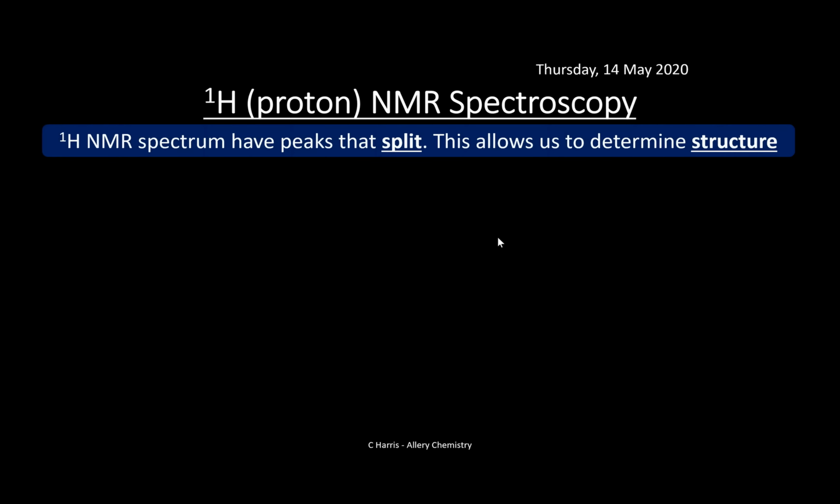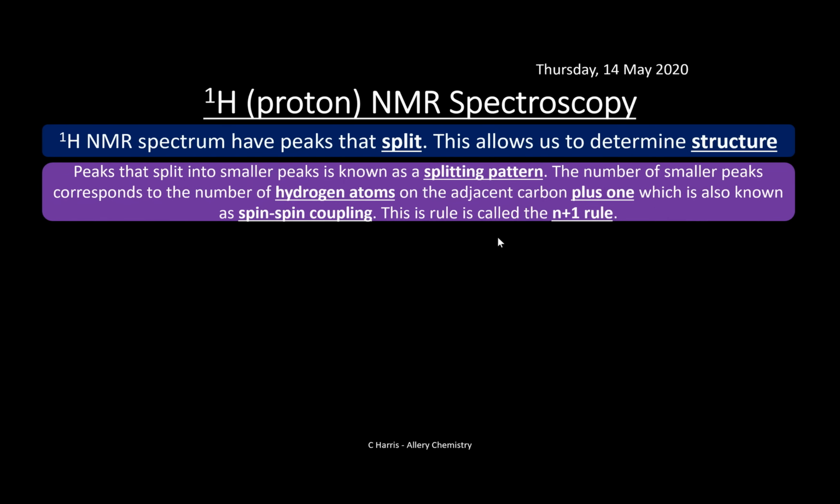Okay, so proton NMR spectrum have peaks that split. Okay, this is where it gets a little bit complicated, but it's going to be fine because we'll talk through it and we'll work through it and break it down as simply as we possibly can. So this allows us to actually determine the structure. Now this is immensely powerful for chemists, so it's a really good way of determining if we've made a molecule that is an isomer, or if it has isomers, which isomer is the correct one. Vital in medicine, of course. So let's have a look.